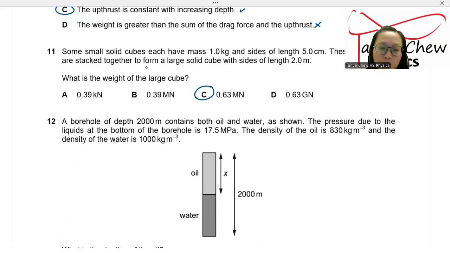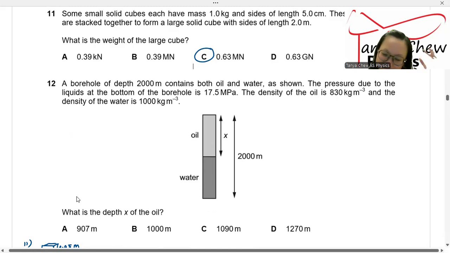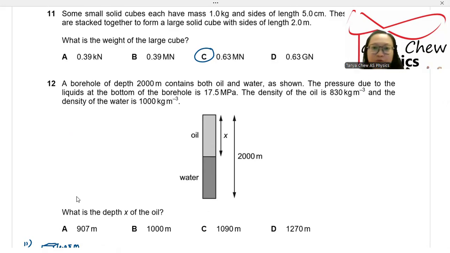Number 12, a borehole of depth 2,000 meter contains both oil and water as shown. Pressure due to the liquids at the bottom of the borehole is 17.5 megapascal. Density of the oil is 830 kilogram per meter cube and the density of the water is 1,000 kilogram per meter cube. The question asks, what is the depth X? Now, since the densities are being given, they give us the total pressure due to the liquid at the bottom of the borehole. Pressure total is equal to 17.5 mega.